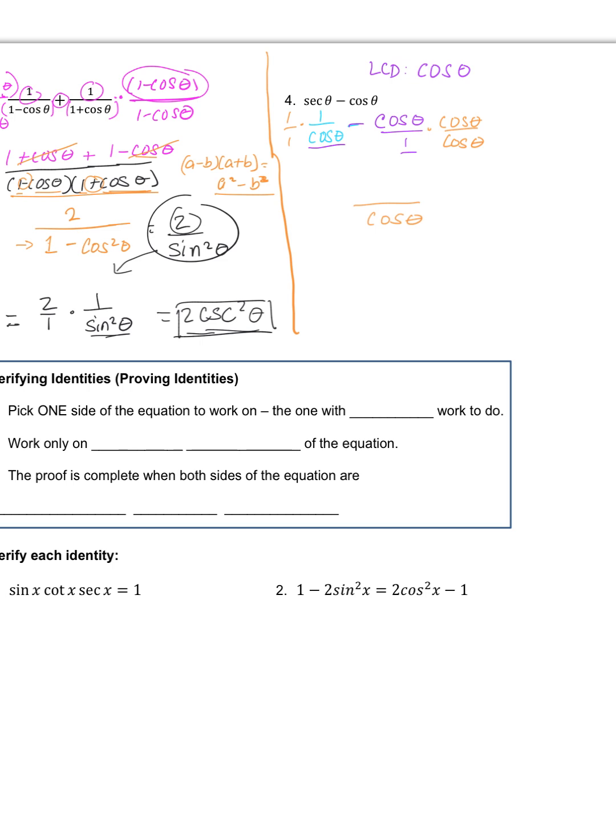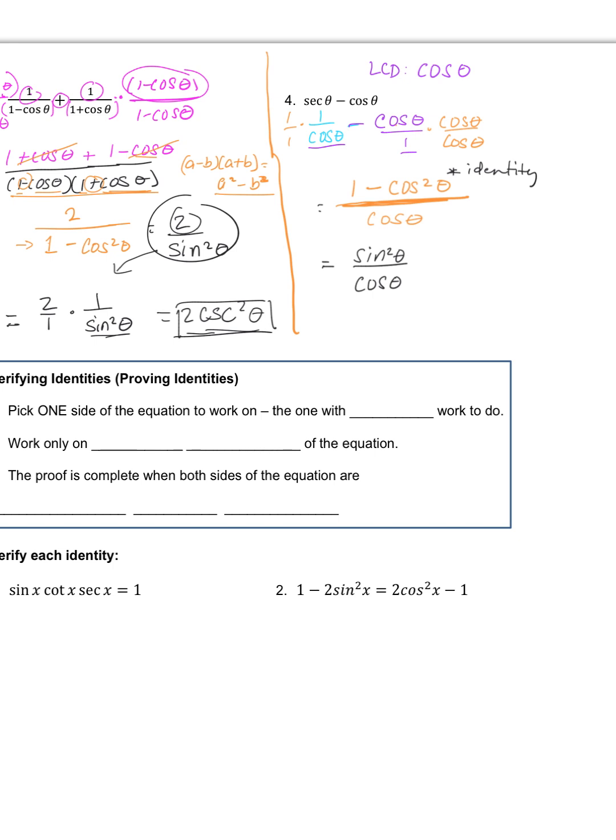So in our numerator, we will now have 1 minus cosine times cosine, which is cosine squared theta. Okay, there's that identity popping up again. All right, so this is an identity. So now 1 minus cosine squared theta is equal to sine squared theta over cosine theta. Okay, so now I have a sine squared on top and a cosine on the bottom.